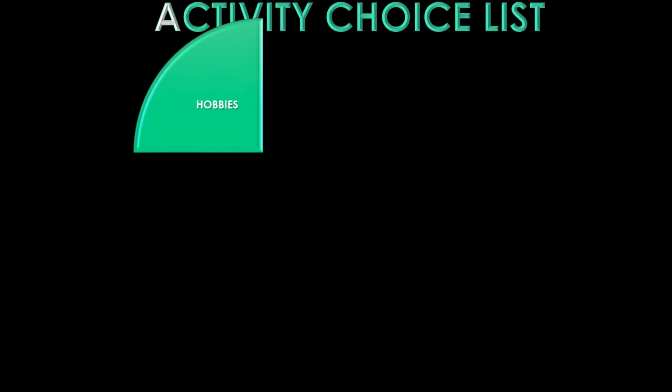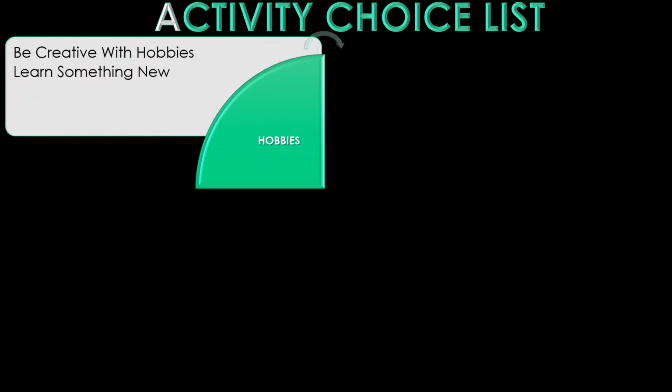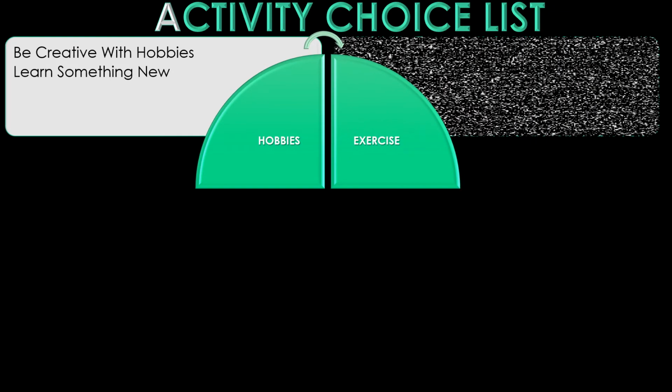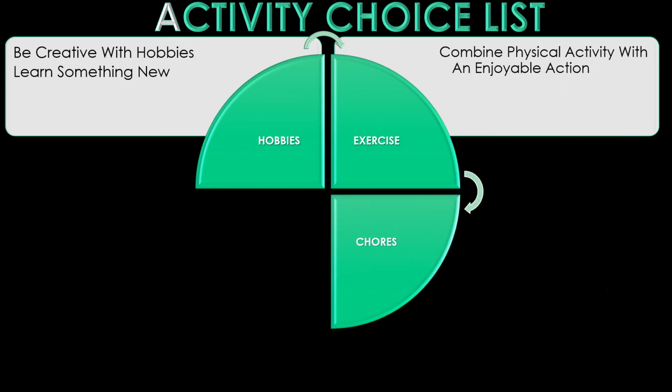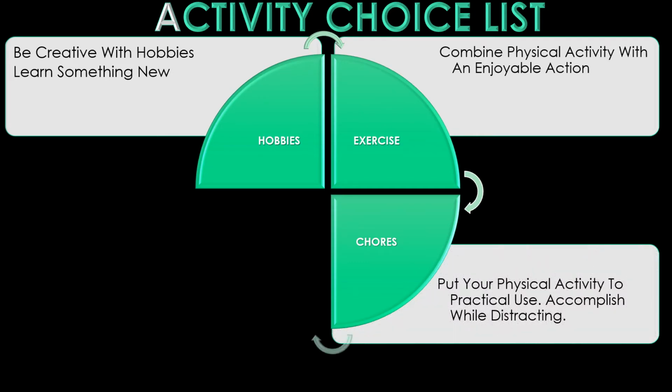Continuing with A for activity choice list. First of all, hobbies. Be creative with hobbies. Learn something new. What about exercise? You can combine physical activity with an enjoyable action. Chores. Put your physical activity to practical use. Accomplish while distracting.